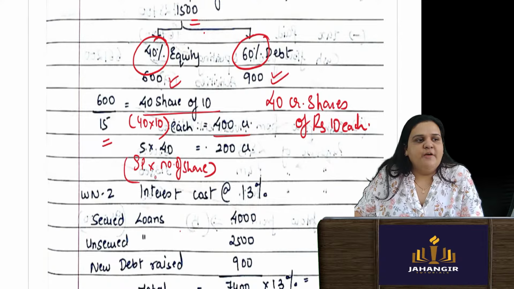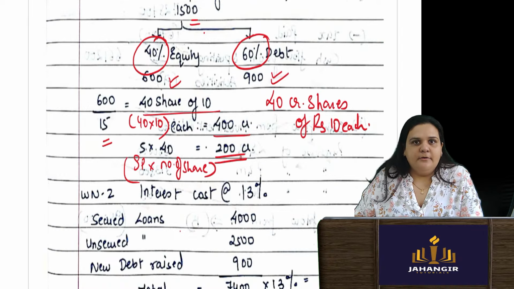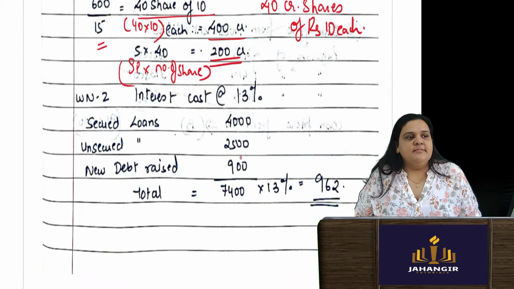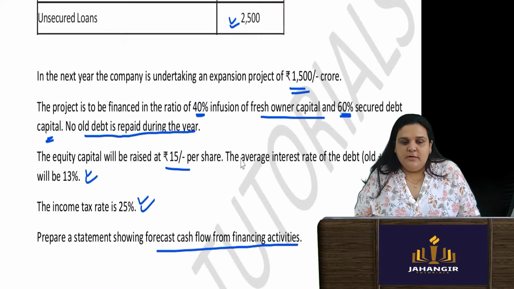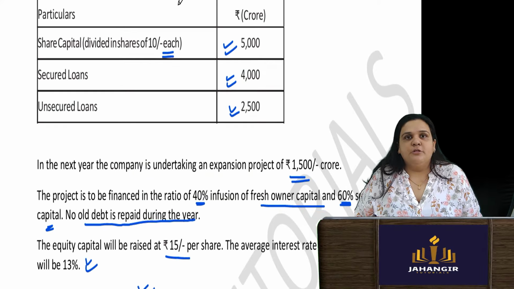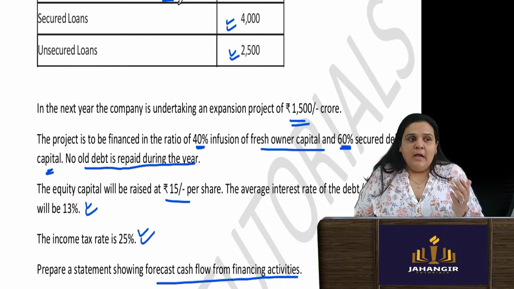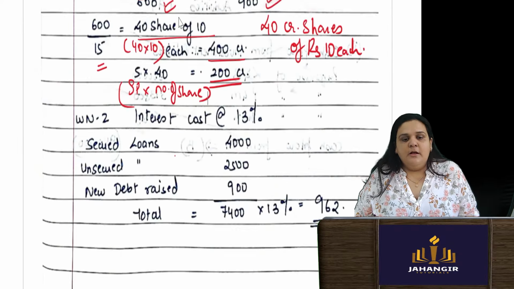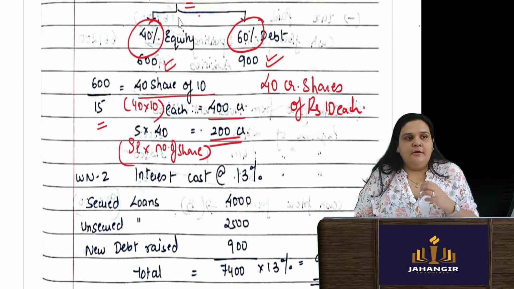Security premium is 5 rupees, so this will be 200. So 400 and 200, right? Next is your interest cost. Interest is important. You have secured loans and unsecured loans, 4,000 and 2,500. Again, we are raising a debt of 900 crores.